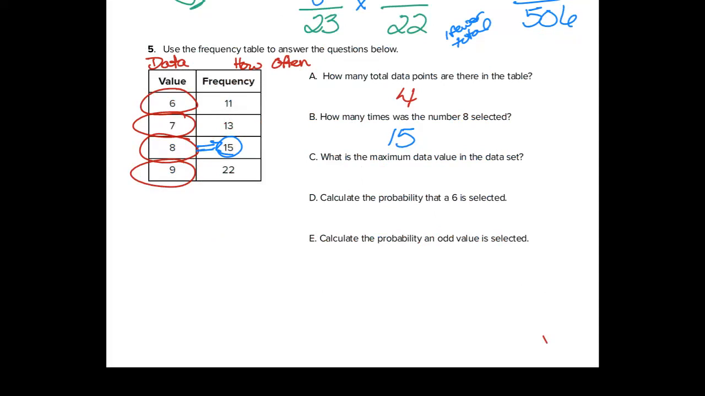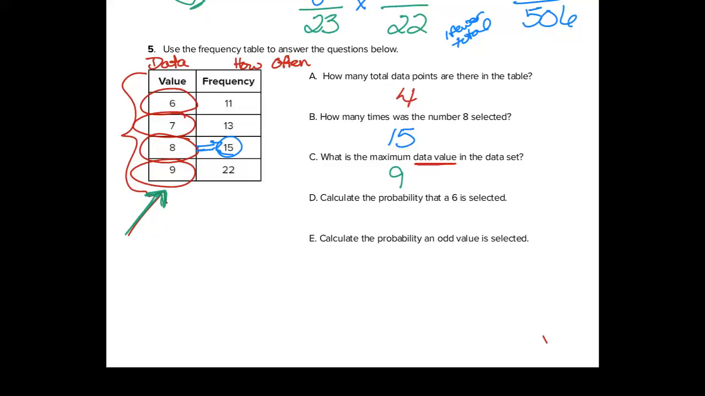I saw 22. I saw 9 from somebody else. So the key here, what's the maximum data value? Here's your data right here. The maximum one is 9. Yeah, so it doesn't say how many times 9 comes up. Yes, it is 9. Notice none of those top 3 were probabilities either. All right.